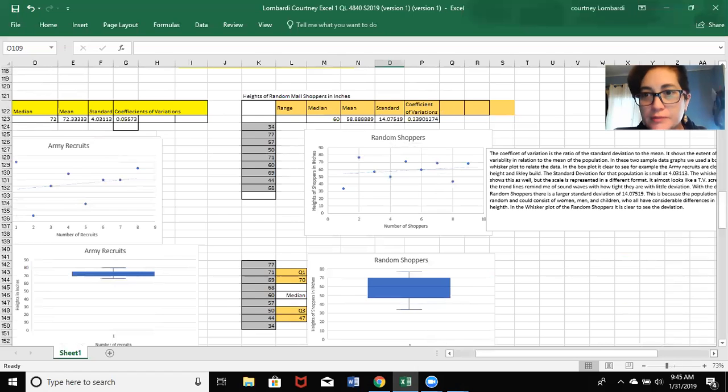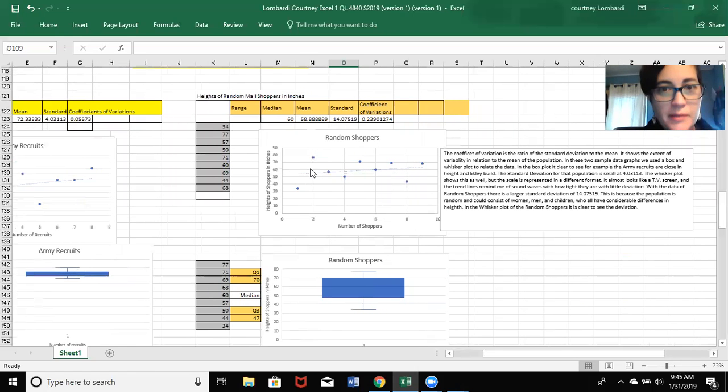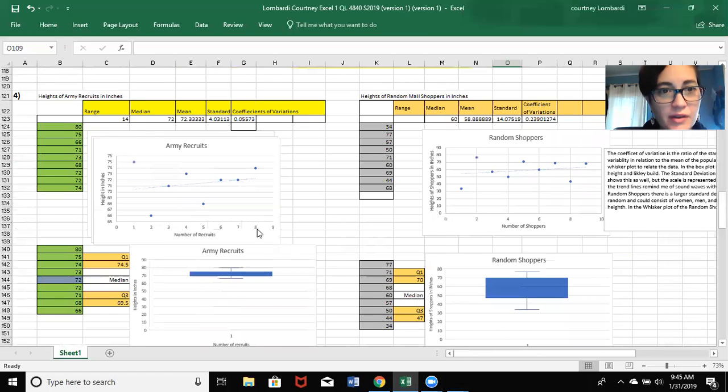And so that's what these trend lines are talking about here. They're larger, they're wider. The deviation is bigger than over here with the Army recruits.